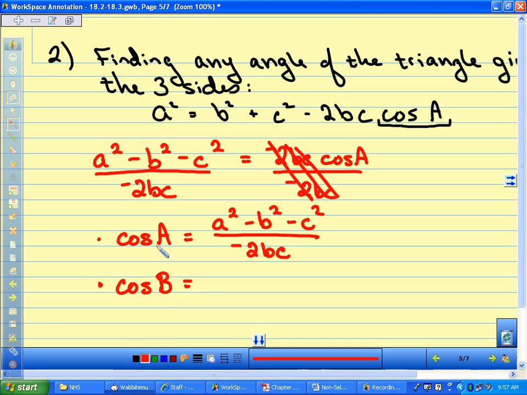So take a look up here. Up here we wanted to solve for angle A. So what was the first side we had up here? So if we want to solve for angle B, then we need to start with b squared minus a squared minus c squared divided by negative 2ac.